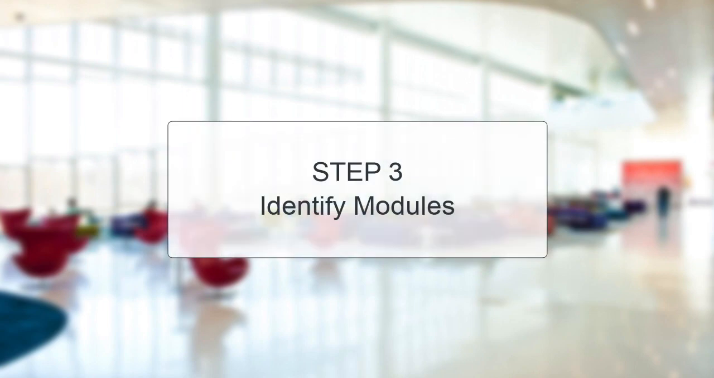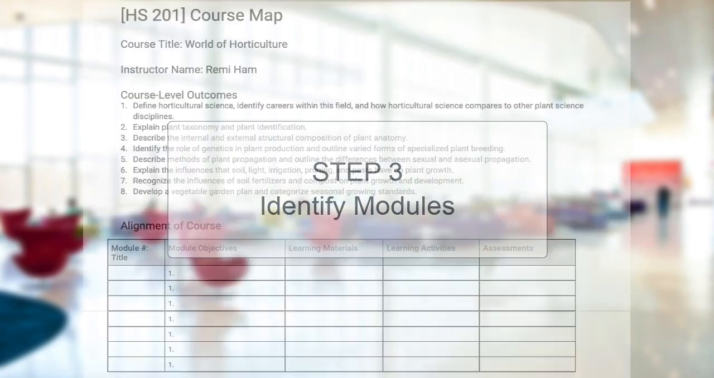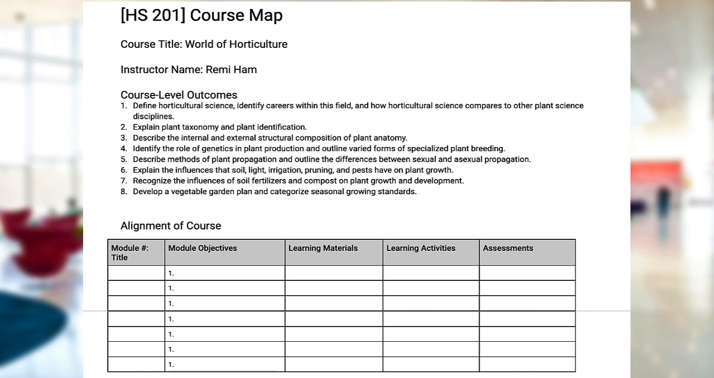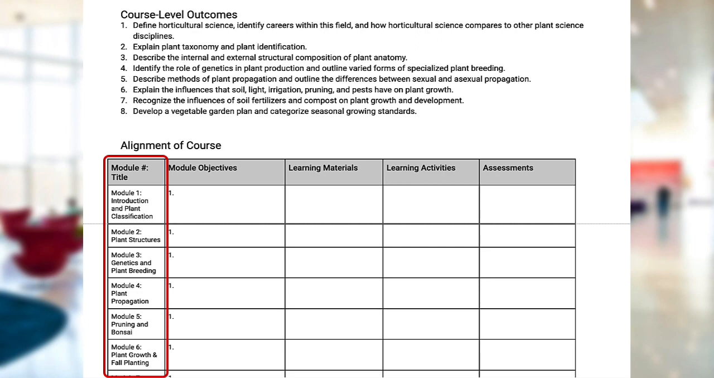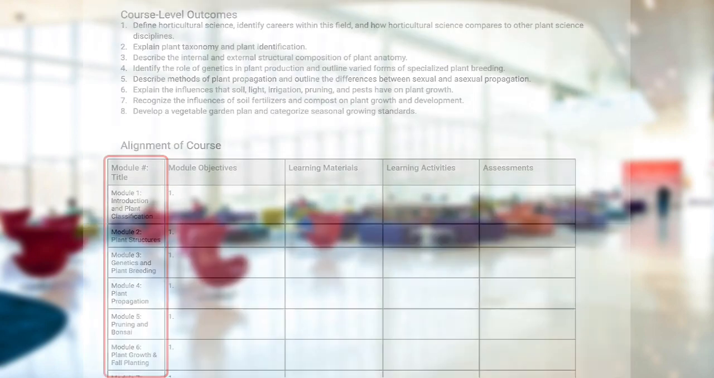Step 3. Identify modules. In this step, you will add the modules or topics you'll cover in your course. Some instructors organize their course into a handful of modules that span multiple weeks. Some do one module per week, and some cover multiple modules within 1 week. Write the module titles in the first column. Add more rows to the template if you need to.